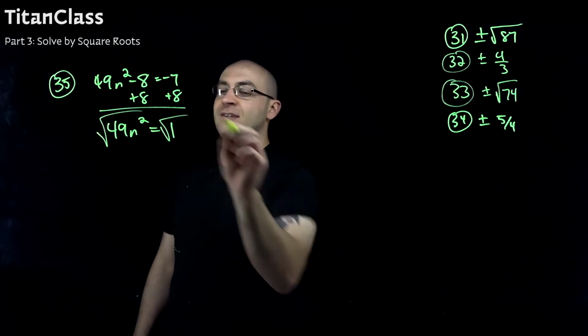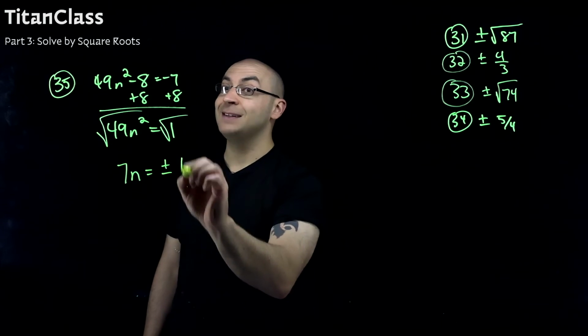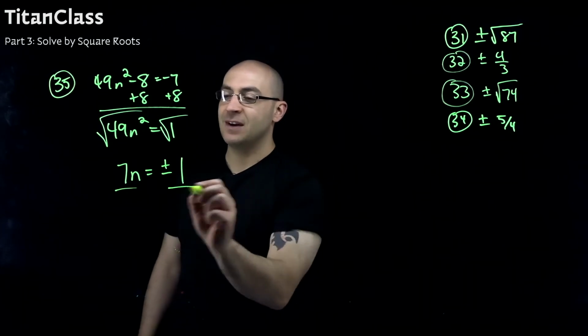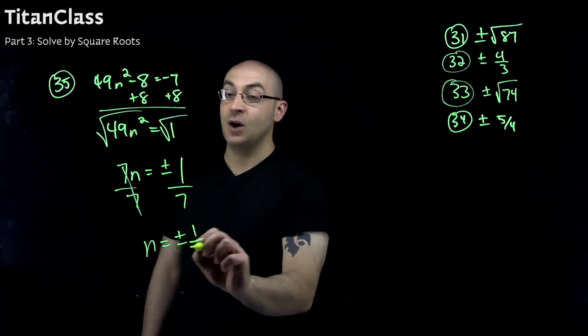So we can just square root both sides. 7n is going to equal plus or minus 1, right? Because negative 1 times negative 1 is also 1. We'll divide by 7 on both sides, and our final answer is n equals plus or minus 1 over 7.